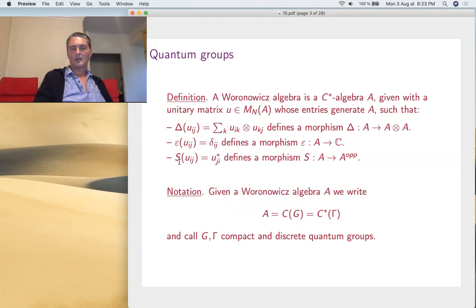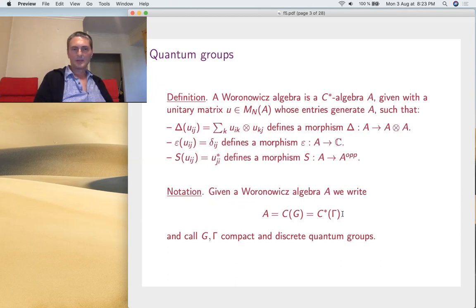Now, where do the axioms come from and what are they good for? Well, they're good for this thing, and they come from this thing. So, given a Woronowicz algebra, we can think of it as being the functions on a compact quantum group. At the same time, it's the C-star algebra of a discrete quantum group. And these quantum groups are in a kind of Pontryagin duality.